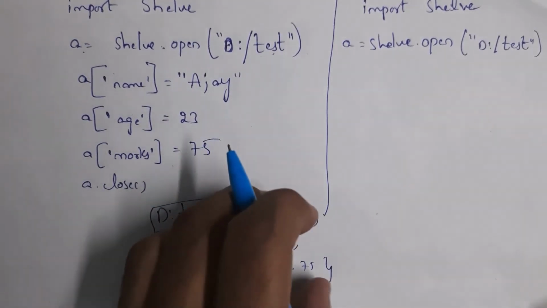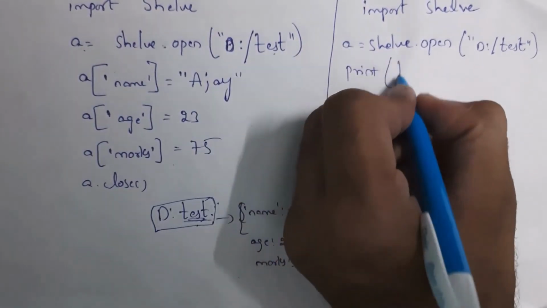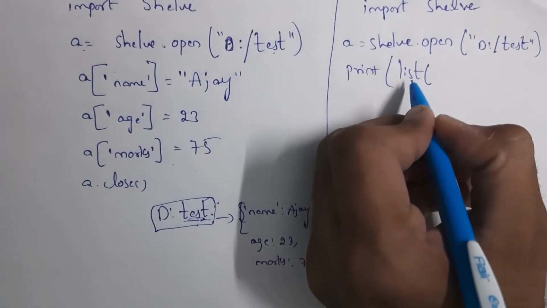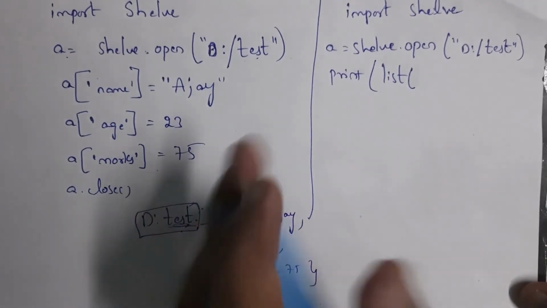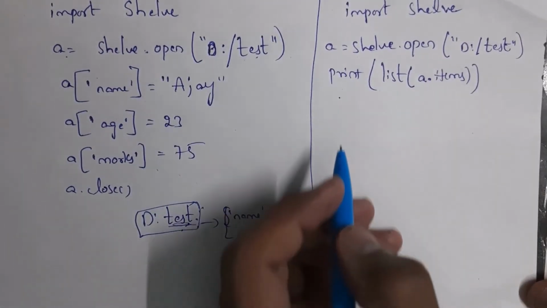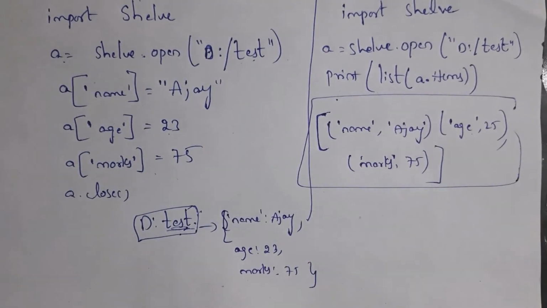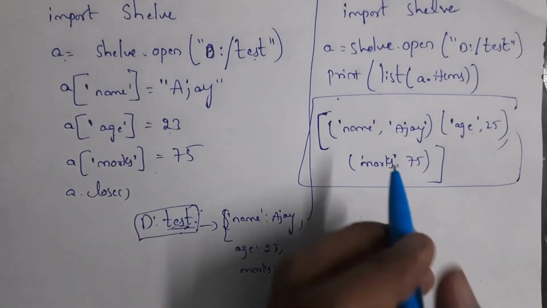I want to print this data which is present in the database. So just write here print. Inside print write list, because I want to print the output in the form of a list. So write here list of a.items. Whenever you run this line of code, you will get output. It will print the output in the form of a list. This is my output.